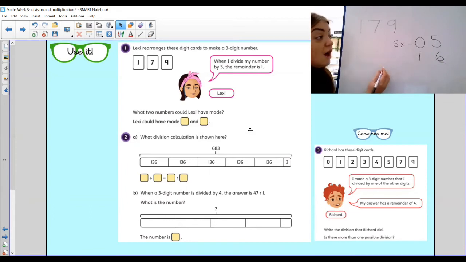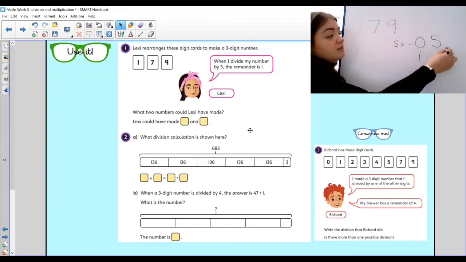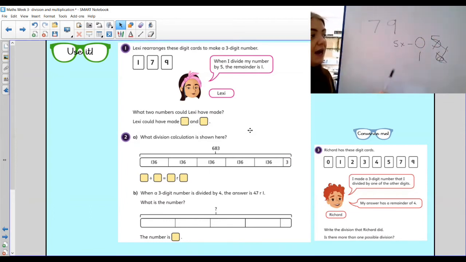Okay, so I know that I haven't got a 6, so I know that my number needs to end with a 1, because then that is going to give me that remainder 1. Okay, so let's have a look at the other 2 numbers then. So let's try 791. Now I'm just trialing this, so let's see what happens.